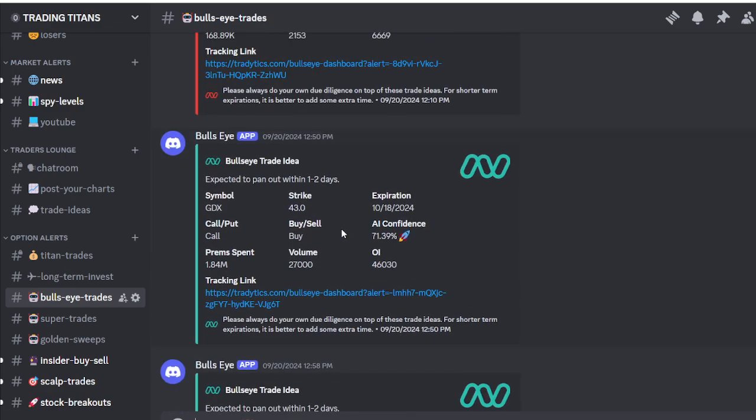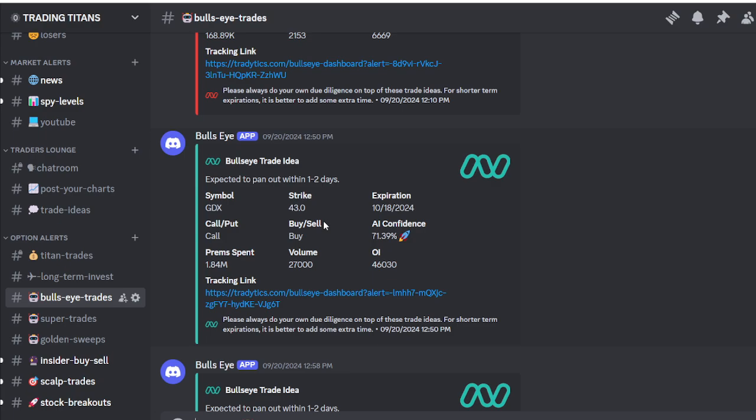Right. So that's what I would look for when it comes to short term plays. Okay. And even the bot lets you know, like, hey, you want to add some time to those type of plays.